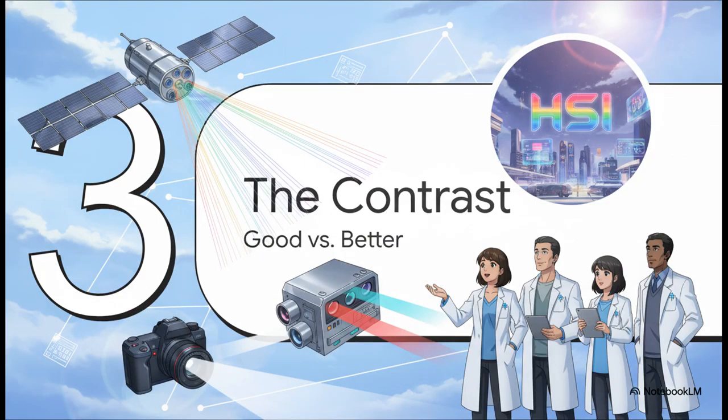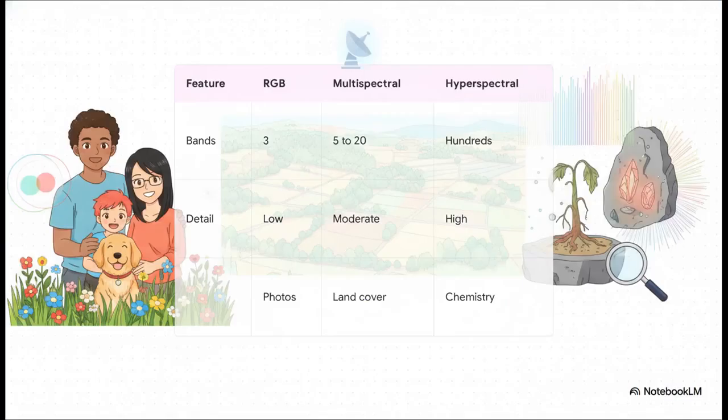The contrast. Good versus better. Think about your standard RGB camera. It captures just three broad bands, red, green, and blue. Great for family photos, right? But it gives us virtually zero chemical detail.